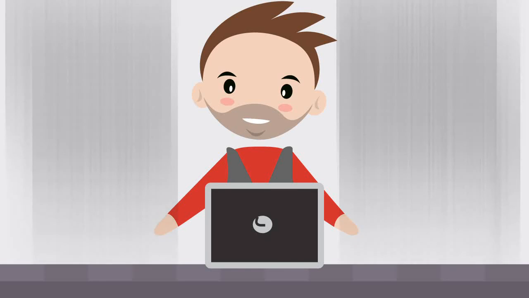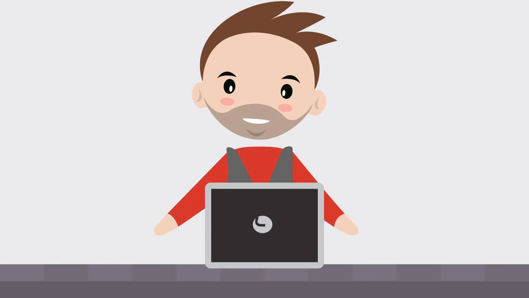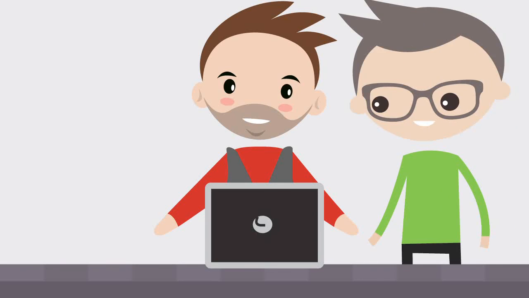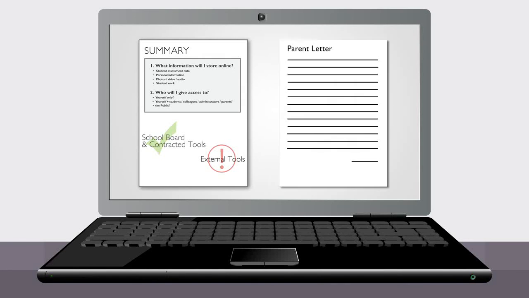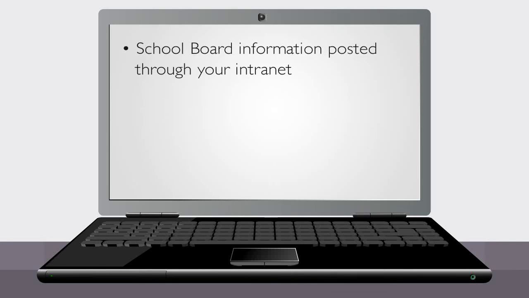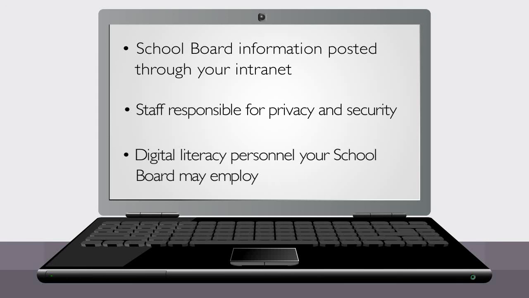Okay, Steve, it sounds like you need to go back and start putting some things in place. Take the principles you have learned from this video and begin to incorporate them into your use of technology. Check to see if the green tools available at your school board can accomplish what you're trying to achieve. Look for resources that might be available at your school board, either through information posted on your intranet, staff responsible for privacy and security, or digital literacy personnel your school board may employ.